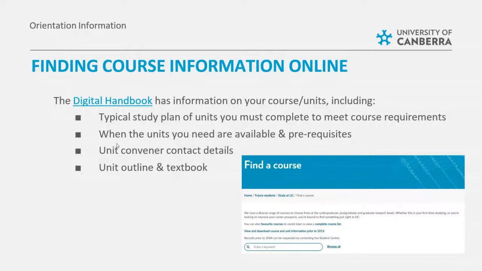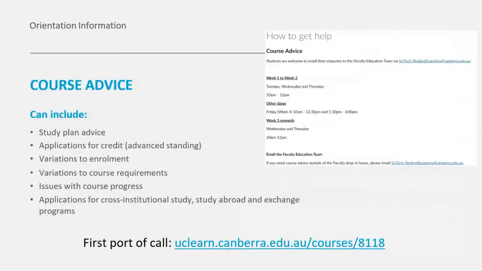Before you get to that point of reaching out to the Student Center, you'll probably find most of the information you're after is actually available through the digital handbook. That is a hyperlink there, which again will be available through the slides. I encourage you to go through the digital handbook and look up things like what units you might want to take this semester, what requirements there are for your course. You can find the contact details for your conveners and things like that through the digital handbook. There's a wealth of information there. If the Student Center is your first port of call, this is your zeroth port of call.